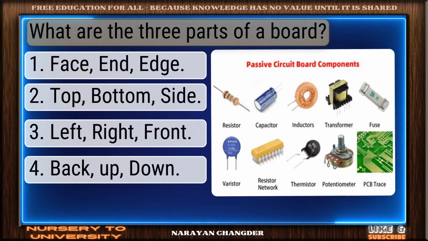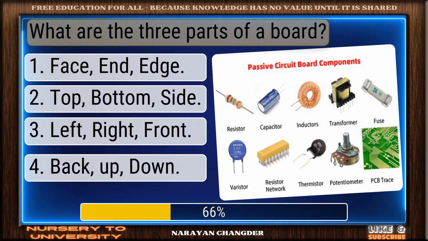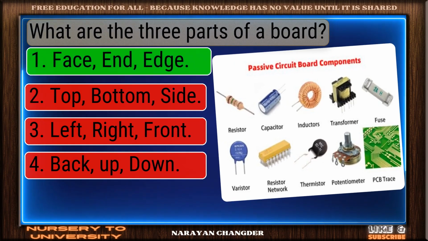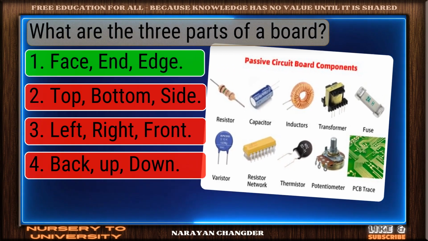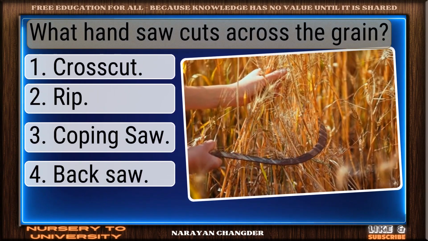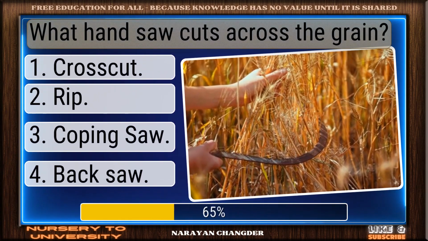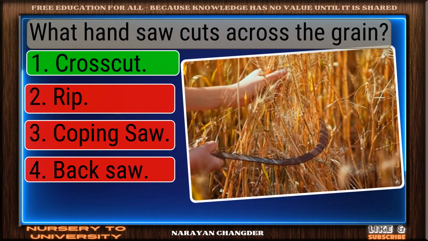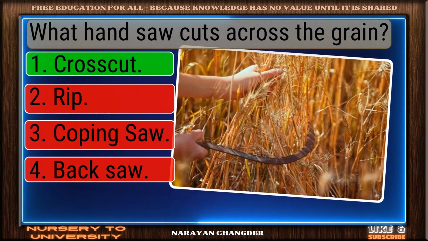What are the 3 parts of a board? Correct response. Face, end, edge is the most accurate answer. What handsaw cuts across the grain? Excellent. Crosscut is a brilliant choice.